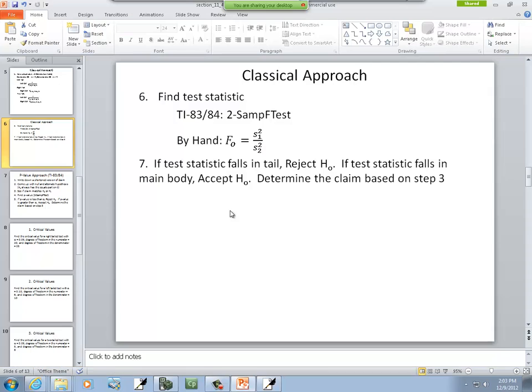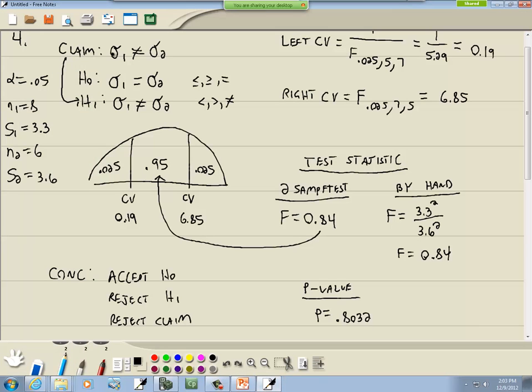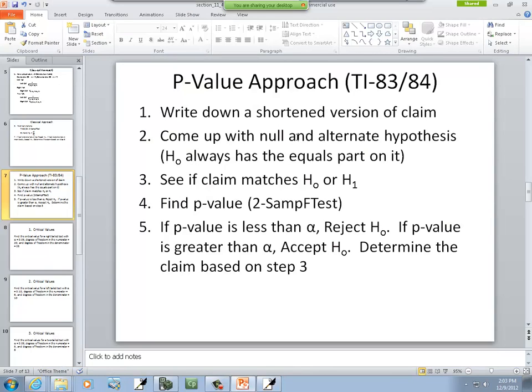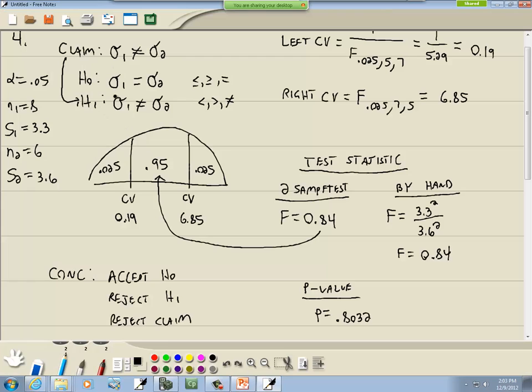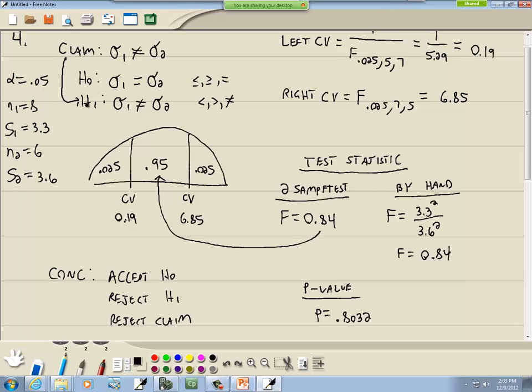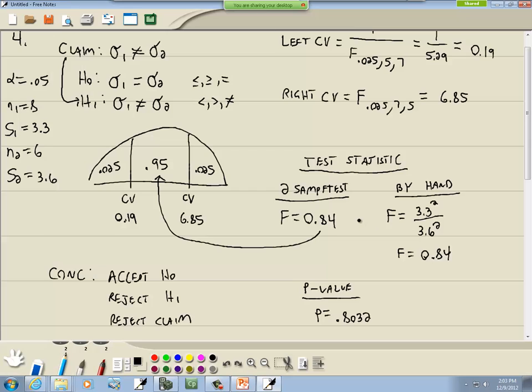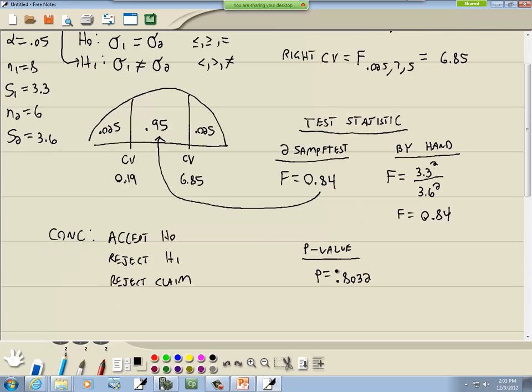Okay, our p-value approach. Write down a shortened version of the claim. Well, that's what we did there. Come up with a null and alternate hypothesis. H naught always has the equals part on it. Well, that's what we did there. See if your claim matches H naught or H1. Well, it matches H1. We did that already. Find the p-value, and we'll use technology, 2-SampFTest. Using 2-SampFTest, we get our p-value is equal to this right here, 0.8032.